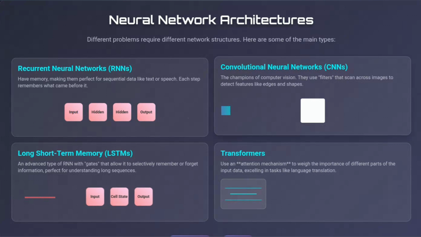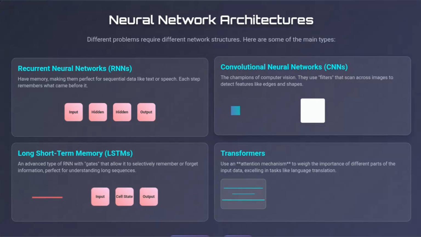These are the champions of computer vision. Those moving filters you see scan across images, detecting features like edges, textures, and shapes. CNNs are why your phone can recognize faces, why self-driving cars can see obstacles, and why medical AI can spot diseases in X-rays. They're inspired by how our visual cortex processes images.